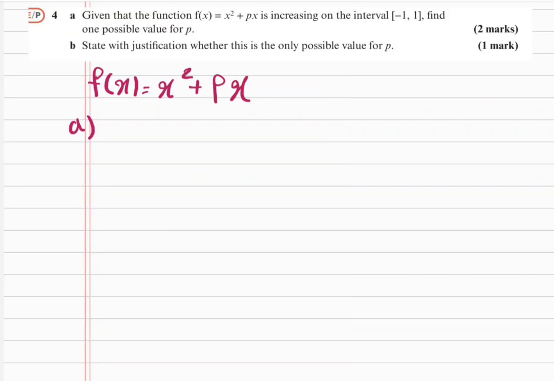Hi everyone, this video is on exercise 12G question 4. So we have the function f of x, which is increasing on the interval -1 to 1, and we want to find one possible value for p.